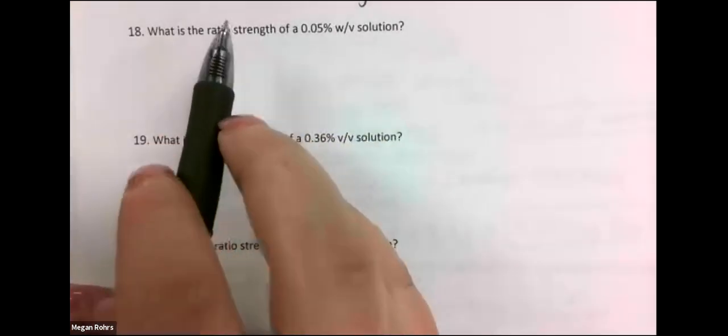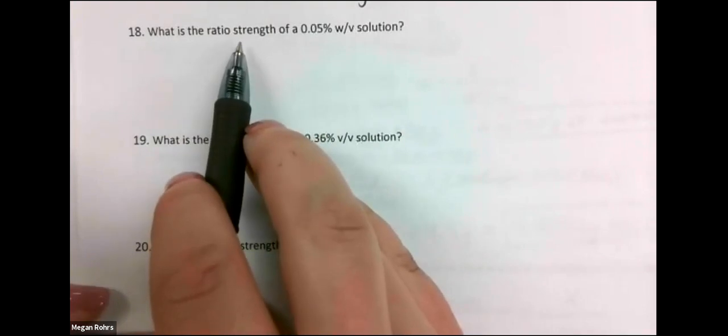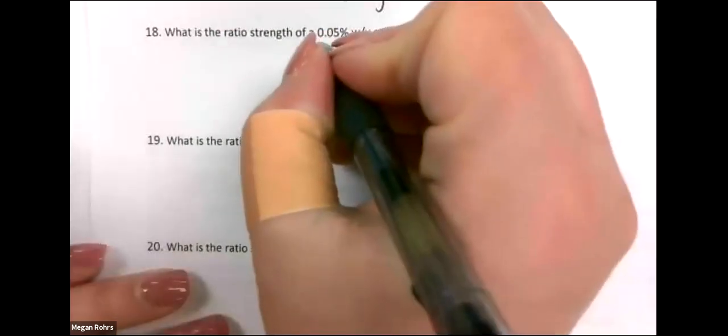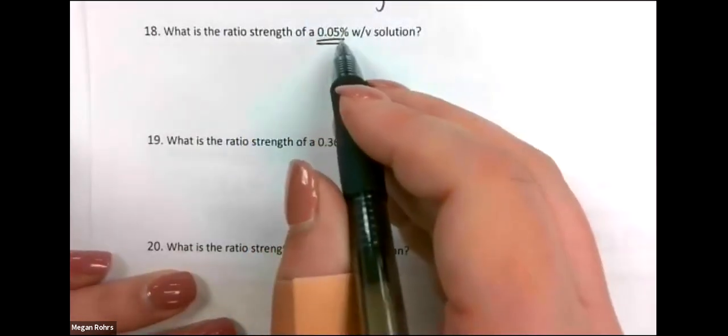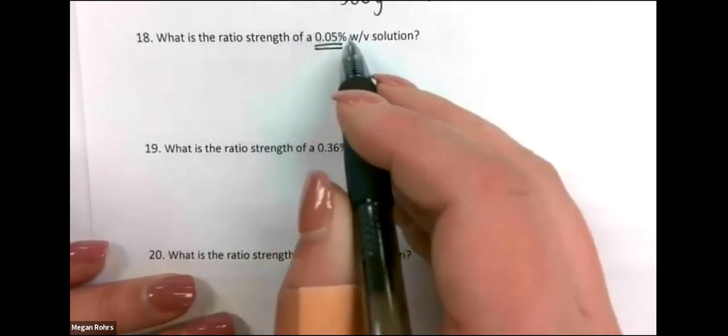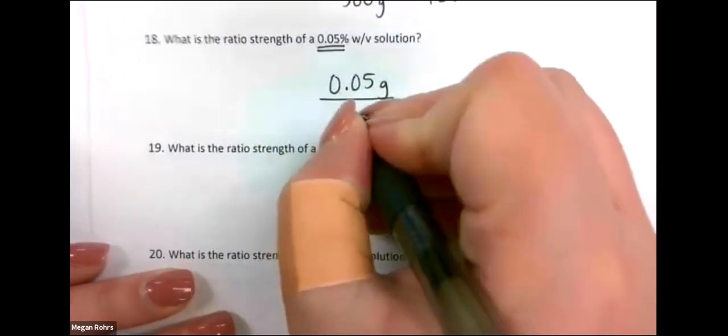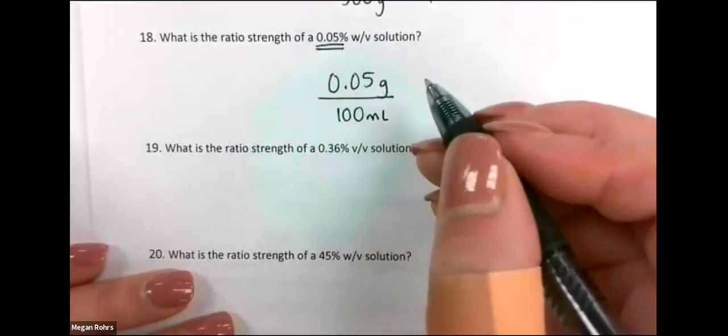And then these last three here are going the other way. So going from percentage strength to ratio strength. So 18. What is the ratio strength of a 0.05% weight to volume solution? Okay, so let's go back. Percentage strength. Anytime we see that percent sign, we can just take this number and put it over 100. So we know that there's 0.05 grams in every 100 mils of solution.